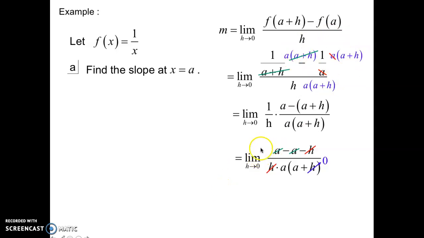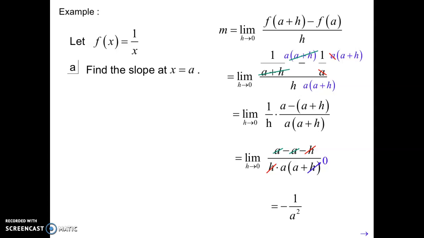But now that h is no longer in the denominator here, I can take the limit by substitution and put in 0 for h. The numerator is negative 1. The denominator becomes a squared. This is the general formula for the slope of this curve at any given point a.